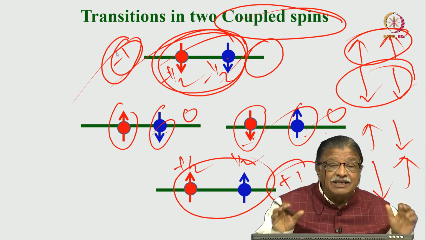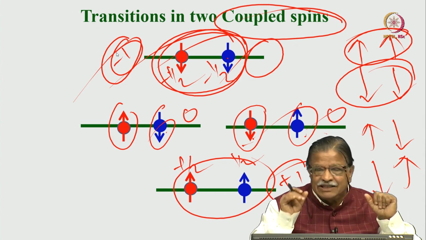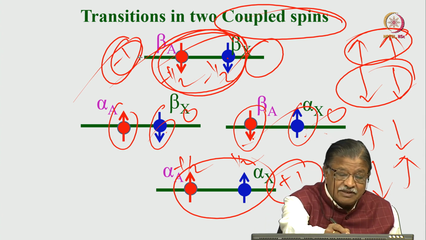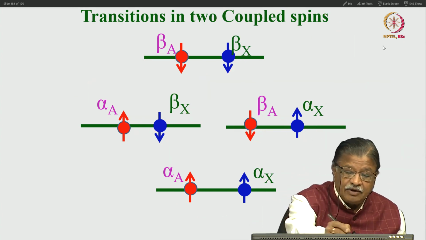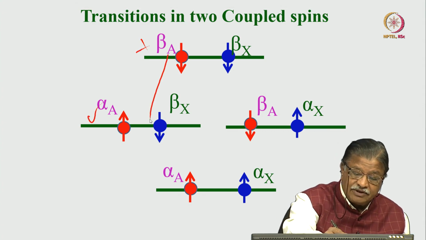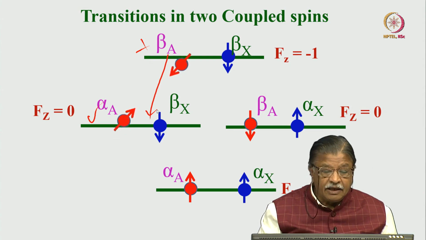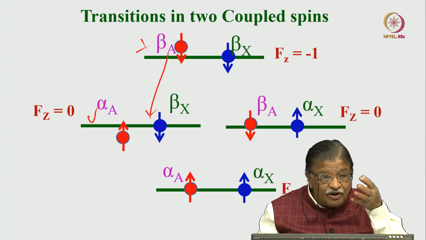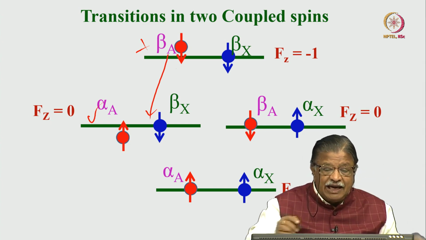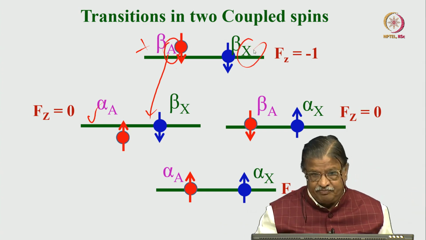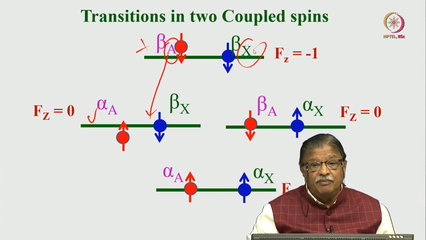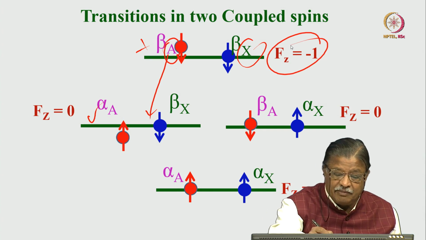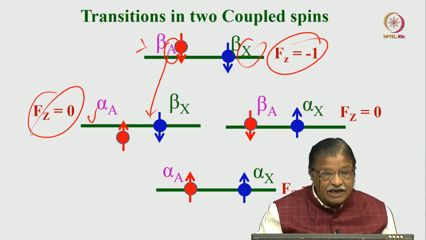Okay. Now, what are the transitions allowed here? We will apply the selection rule. According to the selection rule, from minus 1 to 0 is an allowed transition. Now, one spin can change its state from beta to alpha. In fact, I can find out which spin is changing. Let us call the two different spins A and X. Now, this corresponds to an A transition, because the A spin is changing its state from beta to alpha. It is an allowed transition, the total magnetic quantum number is minus 1 and 0, an A transition.